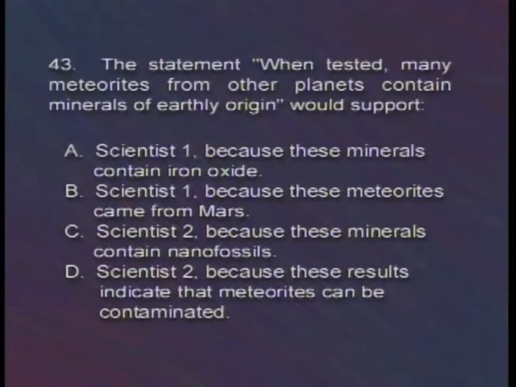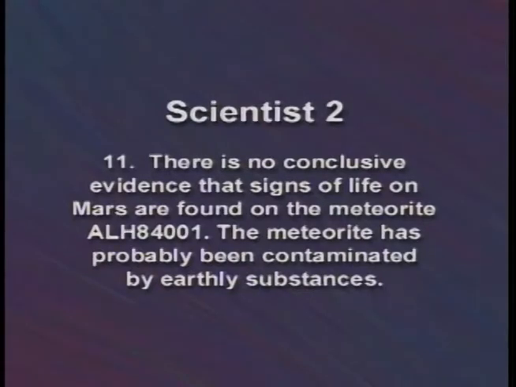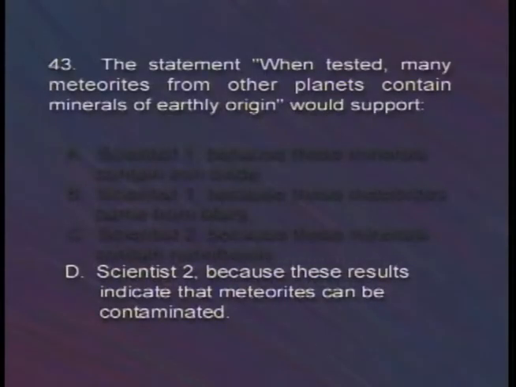Question 43. The statement, "When tested, many meteorites from other planets contain minerals of earthly origin," would support. Well, Scientist 2 argues strongly that minerals on meteorites come from earthly sources. This scientist says the meteorite has probably been contaminated by earthly substances. Thus, meteorites containing minerals from Earth would probably support Scientist 2. Option D is the best choice. The presence of these minerals would be indications that the meteorites were contaminated after they landed on Earth. The correct answer is D.